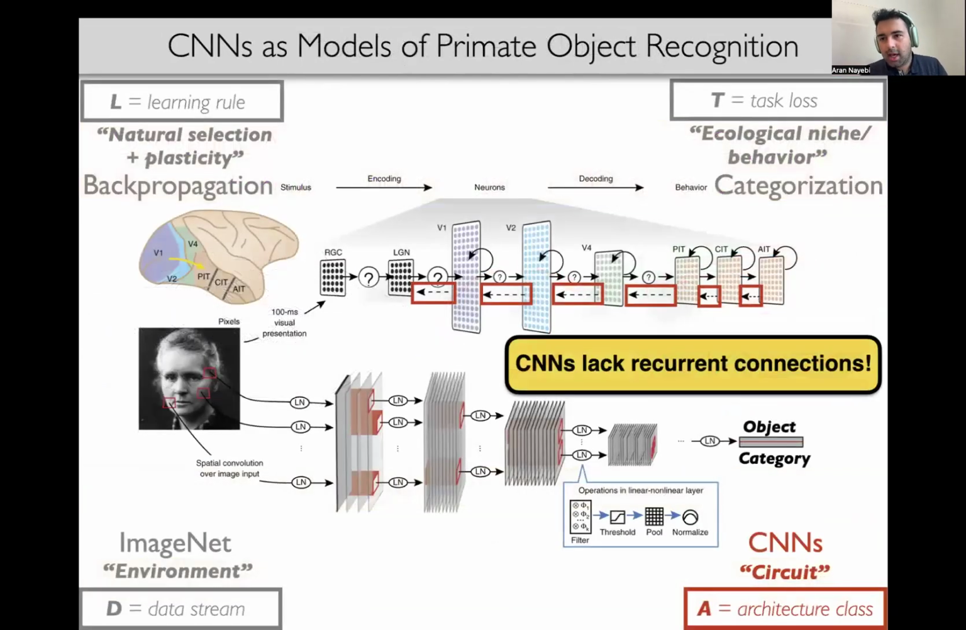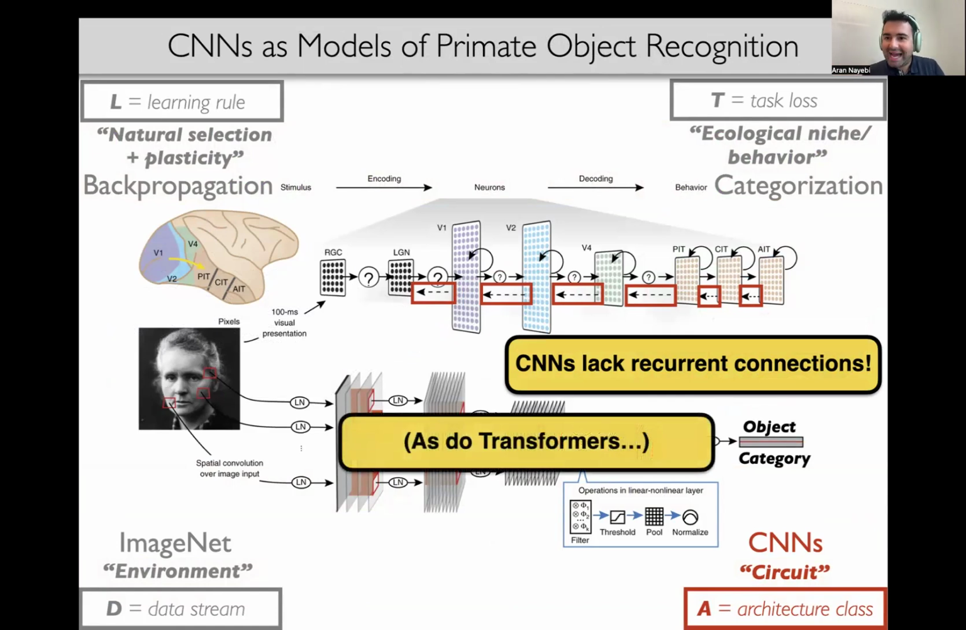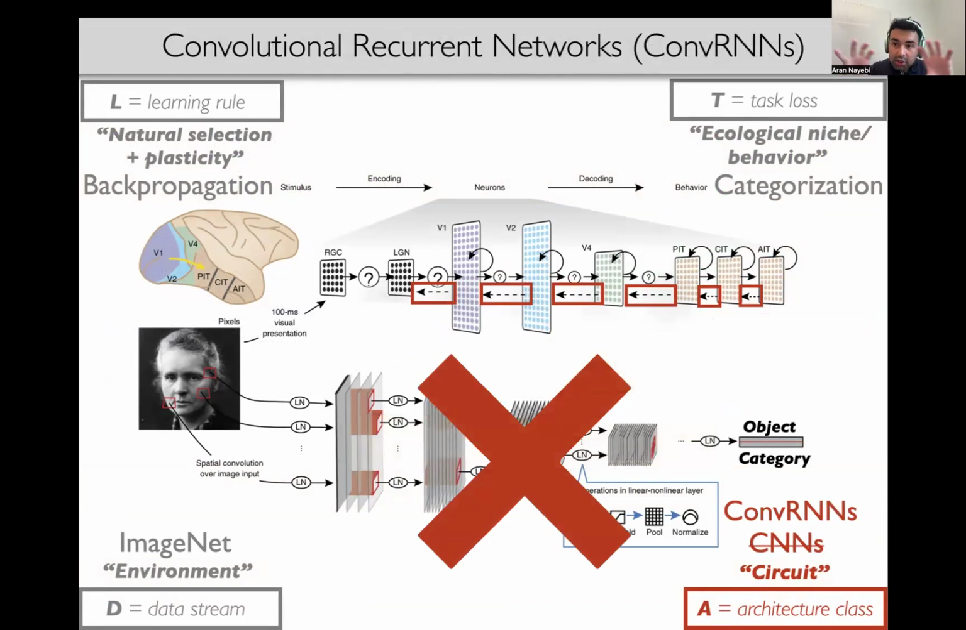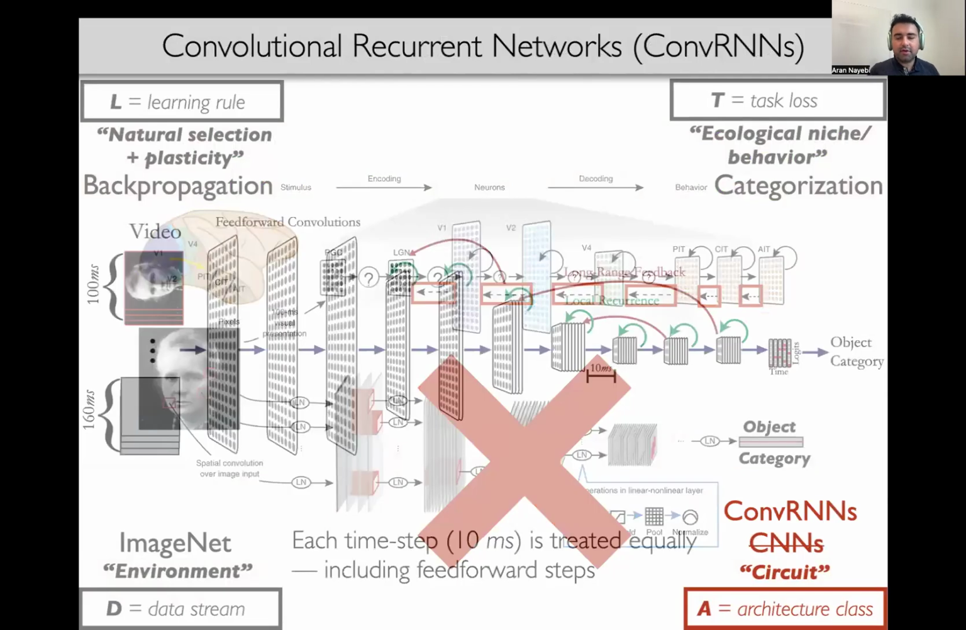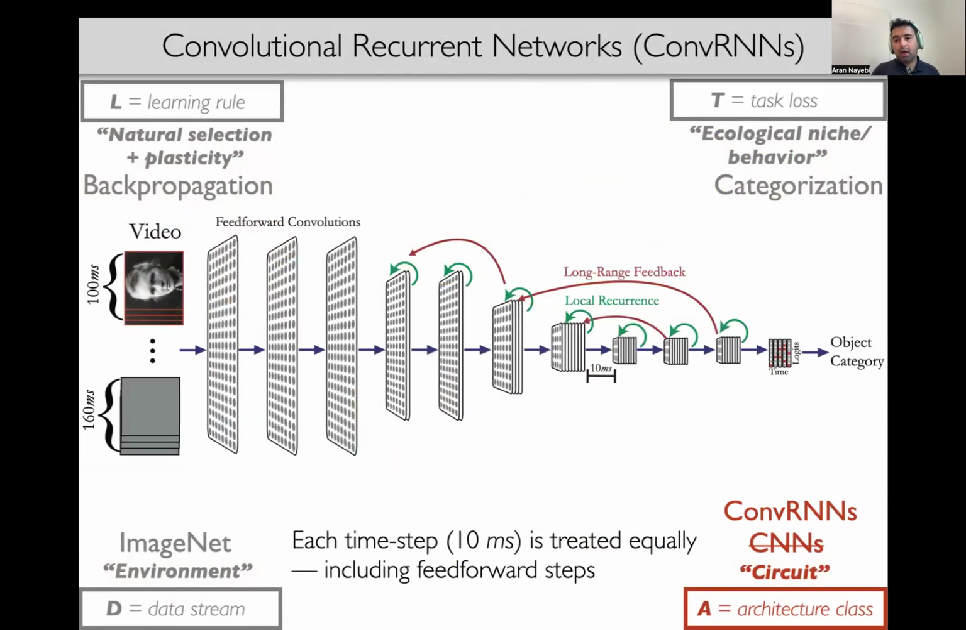Now, this work was done in 2017, back before vision transformers existed. But this problem of lacking recurrent connections would still persist for vision transformers today. So to really engage with this question, what we did is that we enlarged the class of CNNs to convolutional recurrent networks, or conv-RNNs. What this consists of is implanting in a CNN both a choice of local recurrence, which I'm highlighting in green here, as well as long-range top-down feedback connections.